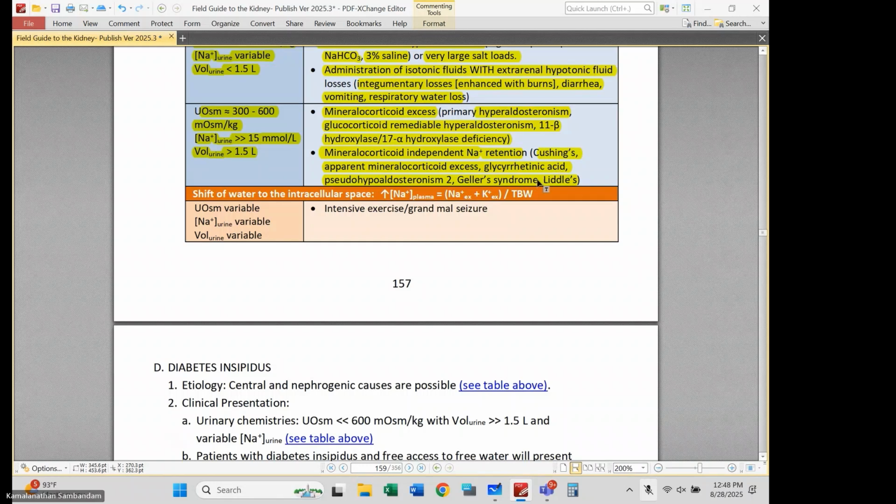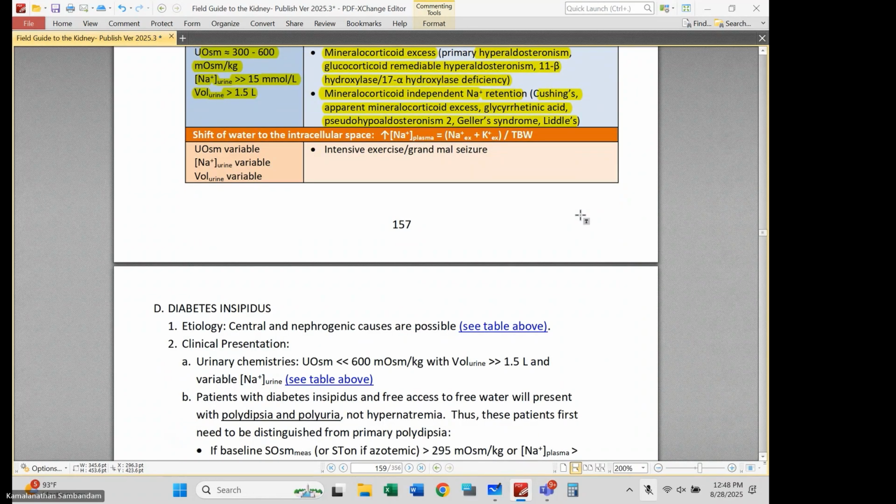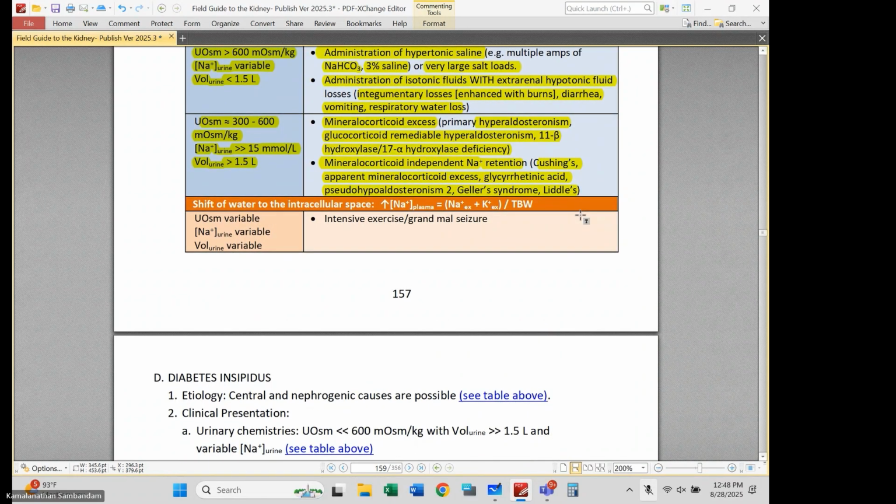Liddle syndrome may be the most digestible, to sort of plant a seed, and then we'll cultivate it in our dyskalemia discussion. This is an activating mutation that results in constitutively activated ENaC. Okay, so that would look like a hyperaldosterone patient. These patients are volume expanded, even though they have relatively high mineralocorticoid activity.